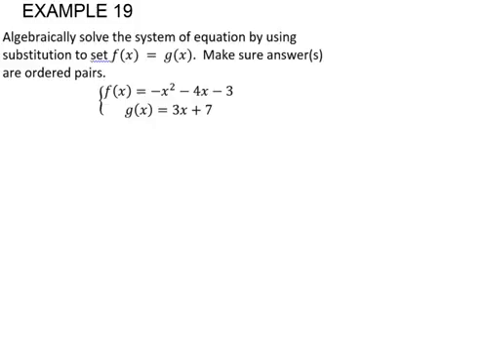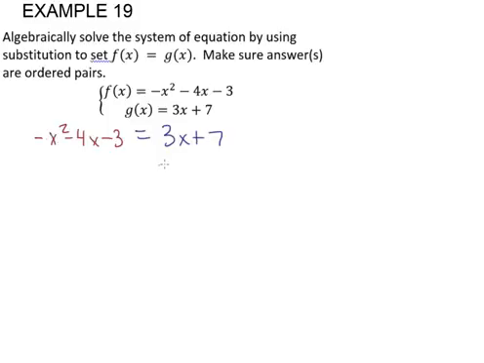In example 19, we again need to set each of these equal to each other and then solve for the quadratic equation. So I'm going to set negative x squared minus 4x minus 3 equal to 3x plus 7. So we solve to get everything on one side with the x squared.